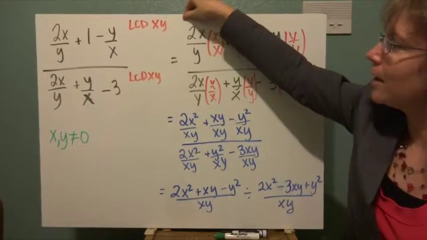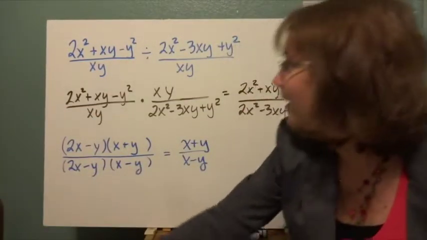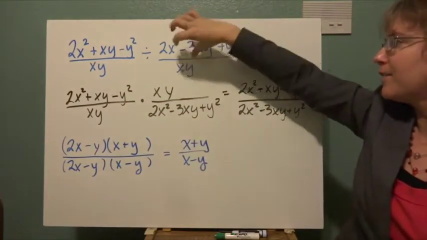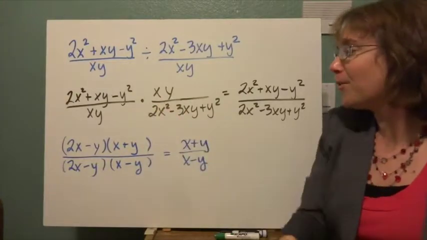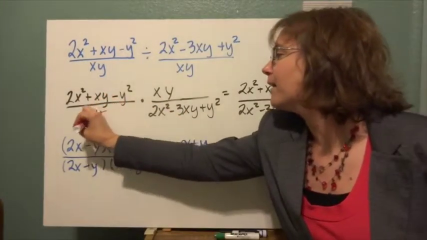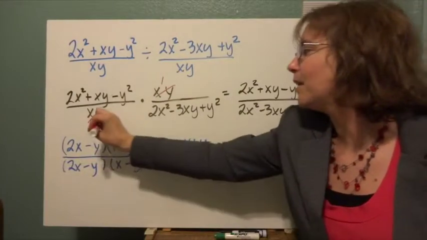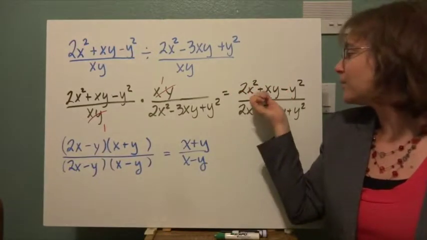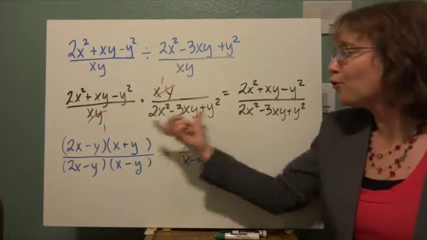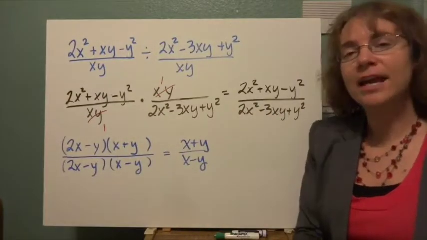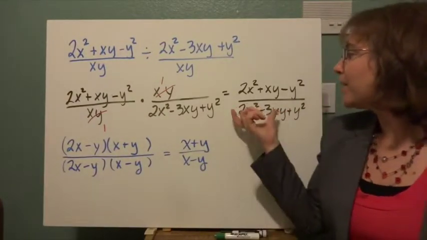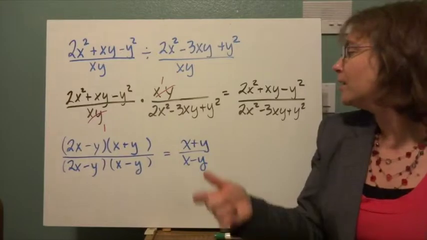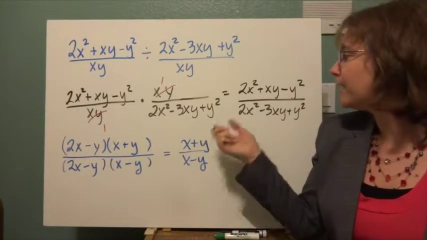Now that I have that division problem, I can rewrite it as a multiplication problem. So here's my division problem. I can rewrite it as a multiplication problem, just flipping that second fraction to multiply. And when I'm multiplying, I see that I have xy over xy, and that's just going to give me a 1. And so when I multiply through, I have this trinomial, 2x squared plus xy minus y squared, over this trinomial, 2x squared minus 3xy plus y squared. So I can factor both my numerator and my denominator, and I'm going to do that to see if I might be able to find some 1s and simplify it a little bit more.